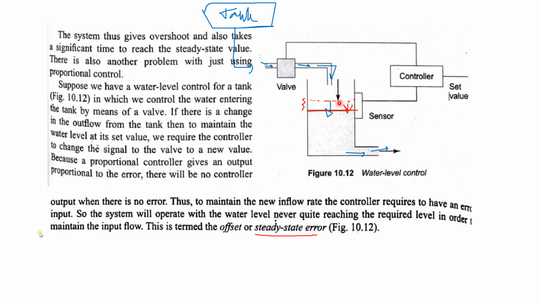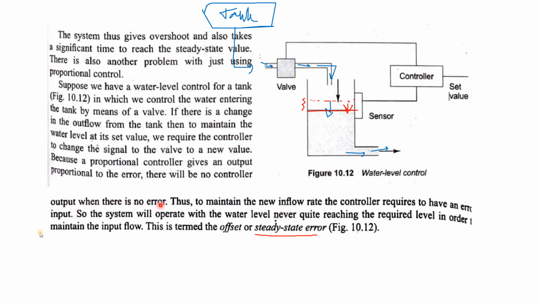So that means the proportional controller can control the magnitude of error. Okay, if the error is more, then it will give signal to the system in such a way that the system operates in a more rapid way. Okay, but initially, so now if there is a change in this, it is written over here, you can see, if there is a change in the water flow from the tank, then to maintain the water level to its set value, we require the controller to change the signal to the valve to a new valve position.